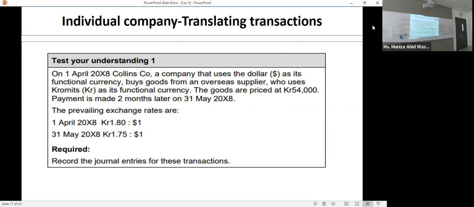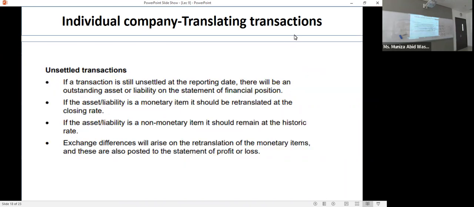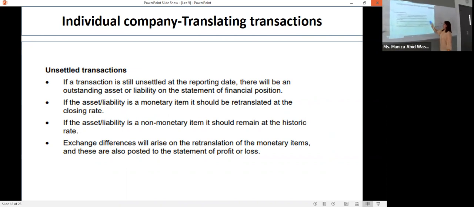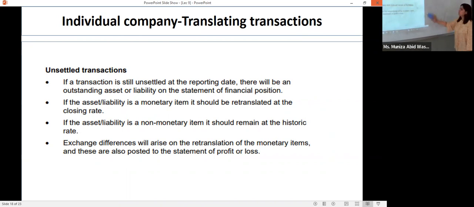Shall we move on? Now, students, in the case of the unsettled transactions, there are a few transactions which are not going to be settled during an accounting period. Say, for example, in the previous question, we observed that during an accounting period, the transaction has been settled. But this could not be the case in every situation. Few times we see that the accounting period has ended, but we have still not paid for the transaction. So in that case, the transactions would remain unsettled.